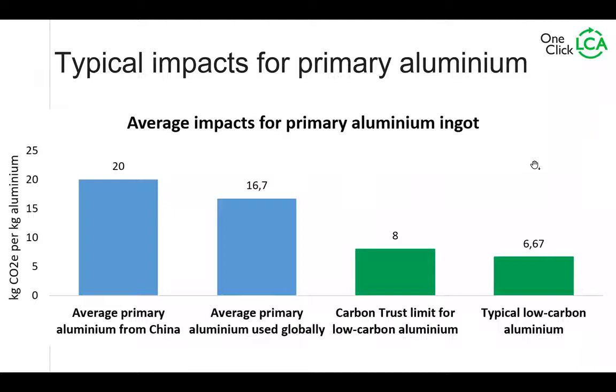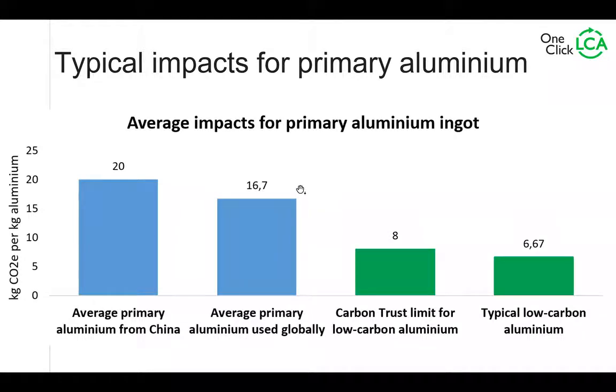And the aluminum impacts are very high. If you are looking at just primary aluminum ingot and you get primary aluminum from China, you're dealing with about 20 kilos per kilo. So the most carbon intensive of any construction raw material used in quantity.